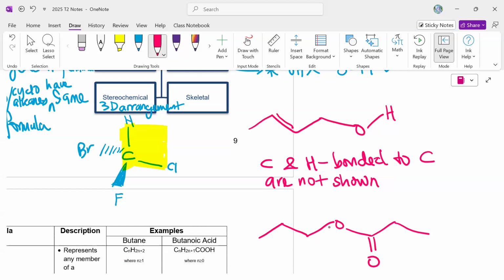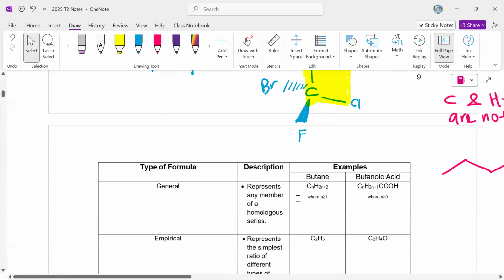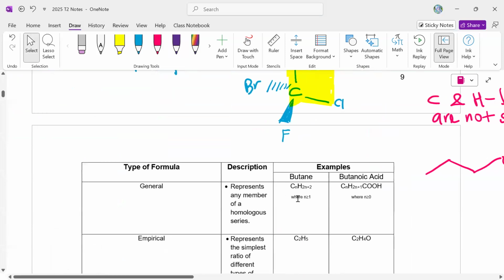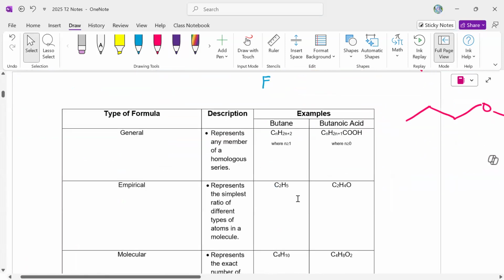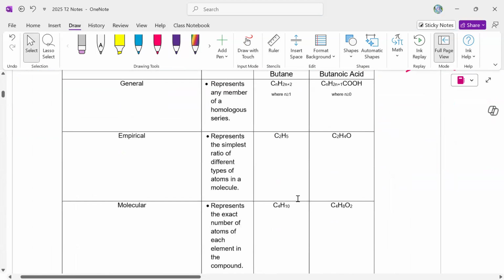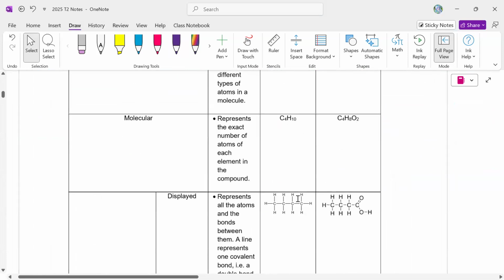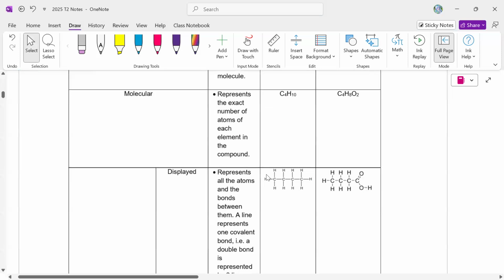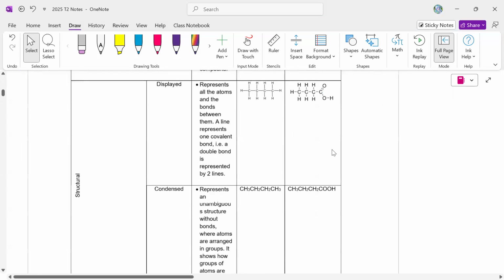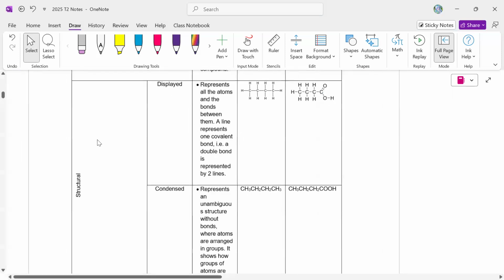So you can see I need to show the O, but I'm not showing all the C and the H. Even this C in the COO is not shown, okay? So I can understand what the different representations are. I would tell you that in exam, avoid using molecular formula, really. It's not clear. It doesn't even tell us much information.